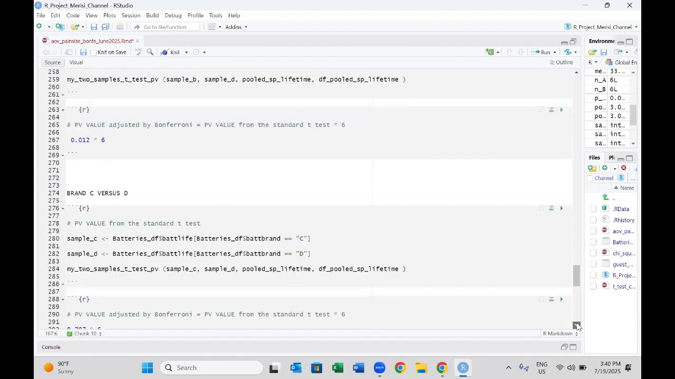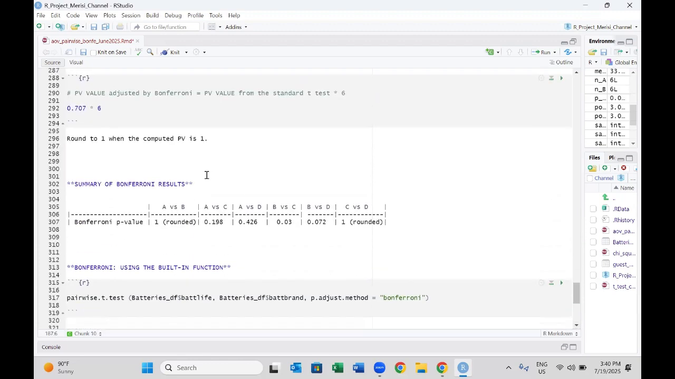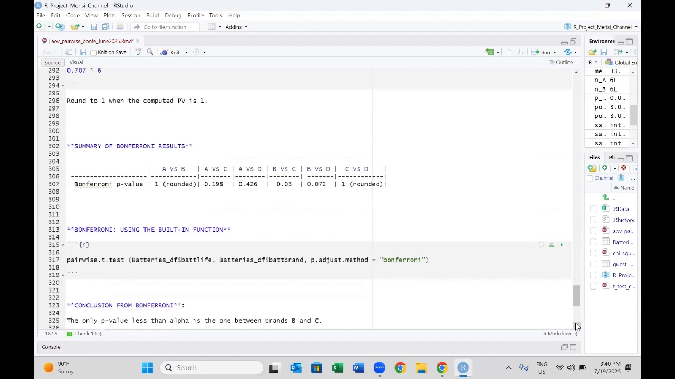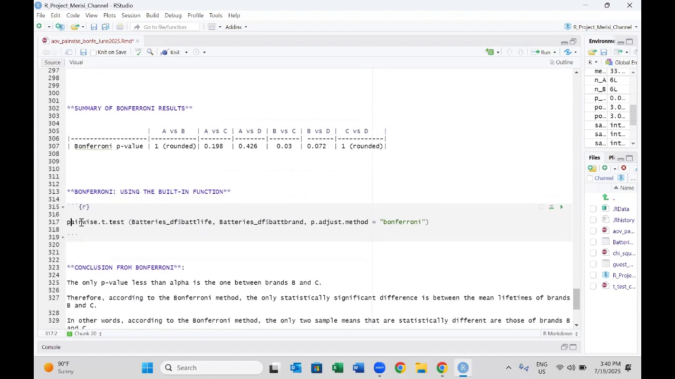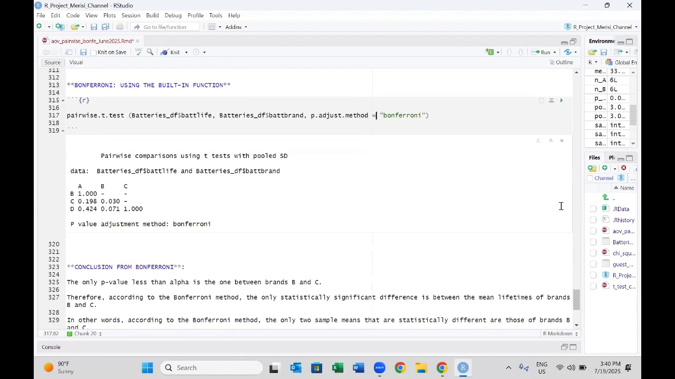Then this is the summary table with all the p-values, and in two cases, we had to round to 1, okay? Now, guys, as I told you, you can do all of this using a built-in function, the pairwise t-test. The only thing you need to do is pass as arguments the data for the outcome, the data for the factor, in this case brand, and then specify the adjustment method is Bonferroni, okay? And guys, sure enough, you get the same result.